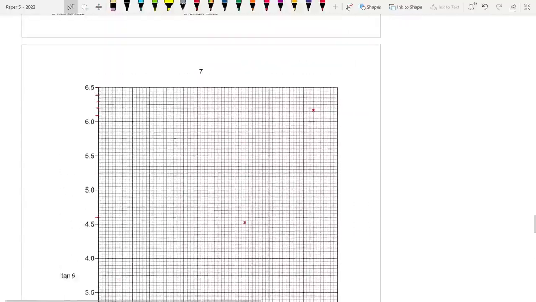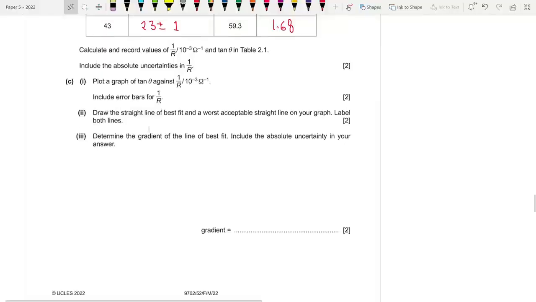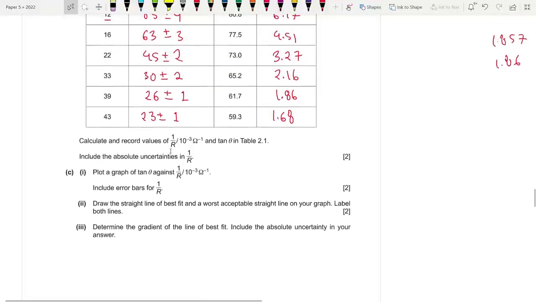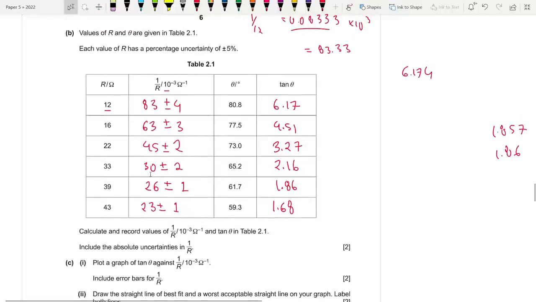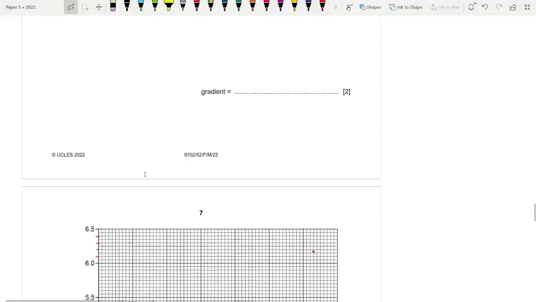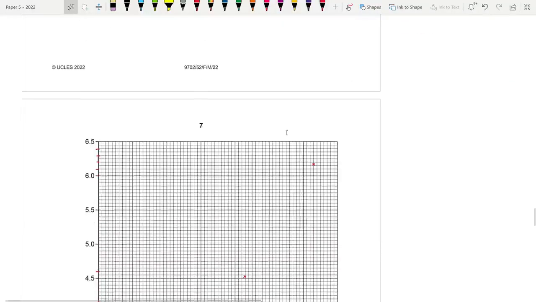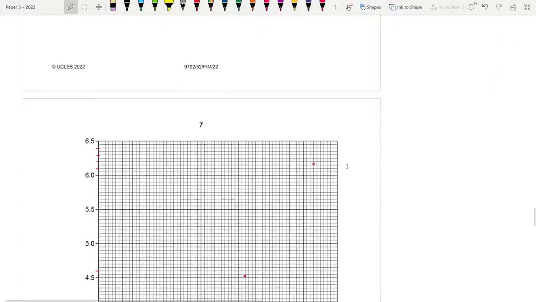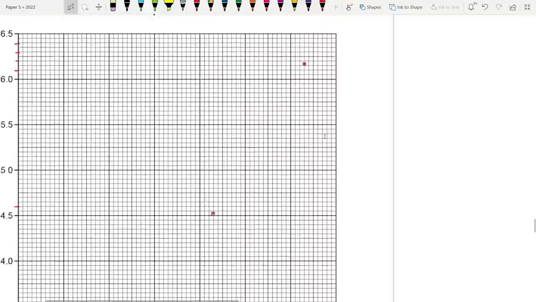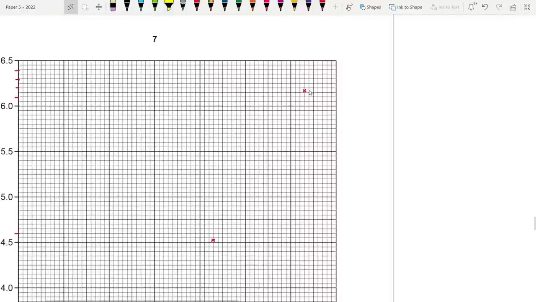So now before joining the points, we should draw the error bars, right? They want us to draw the error bars after plotting the graph of tan theta, include error bars for 1 by r. So remember, error bars may be horizontal or vertical. Since 1 by r is on the x-axis, the error bars are gonna be horizontal. Okay, so the first one has an error bar of 4, 4, 3, 2, 2, 1, 1. So from 83, 83 plus 4 is 87, right? 4, 5, 6, 7, 87.